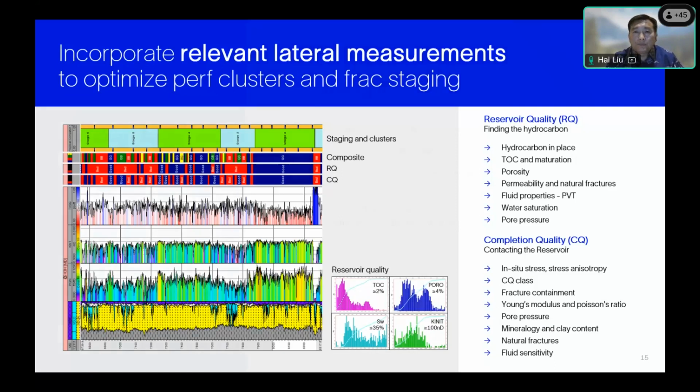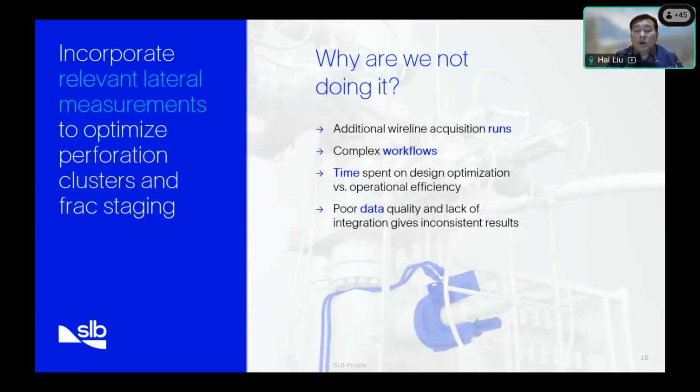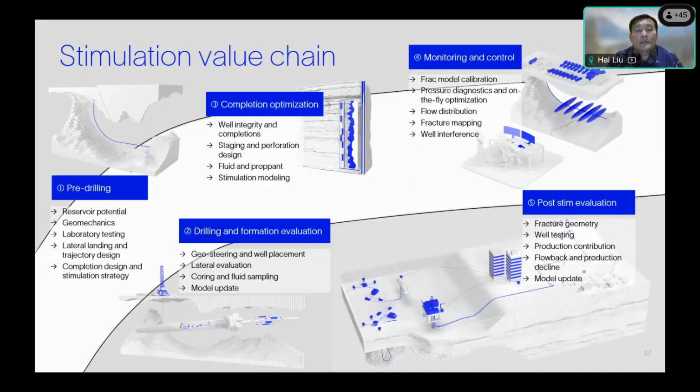But there was a problem. These workflows became difficult to sustain operationally. Unconventional development, as we all know today, is driven by speed, efficiency, and cost reduction. Additional wireline runs, complex data integrations, and long interpretation and optimization cycles often do not fit the pad development timelines. So the industry shifted towards simplified workflows, which means more stages, more clusters, and more proppant. But as we discussed earlier, simply increasing completion intensity does not necessarily solve the underlying subsurface challenges. This is why the industry increasingly needs disruptive technologies that can provide better measurements without adding operational complexity, additional rig time, and significant cost.